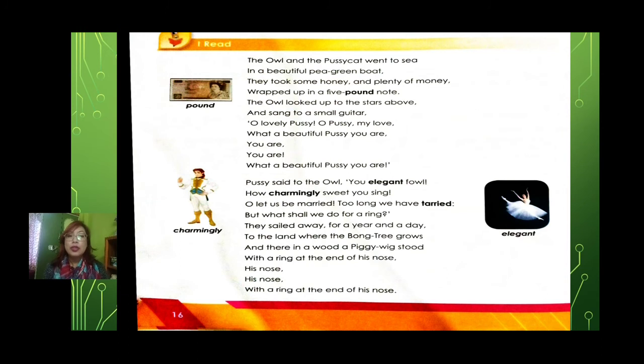So let's see, students, what will happen further. Whether actually they will get the ring from the pig. Will the pig agree to give the ring to them for their wedding, or actually they will not get the ring? Okay, so let us see that in our next paragraph. We'll see what actually happens. All right, students.